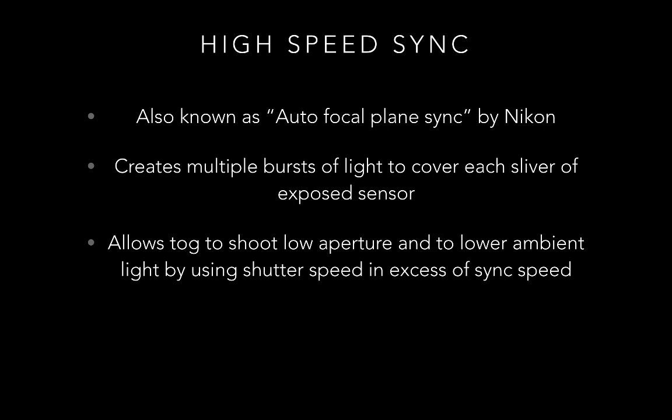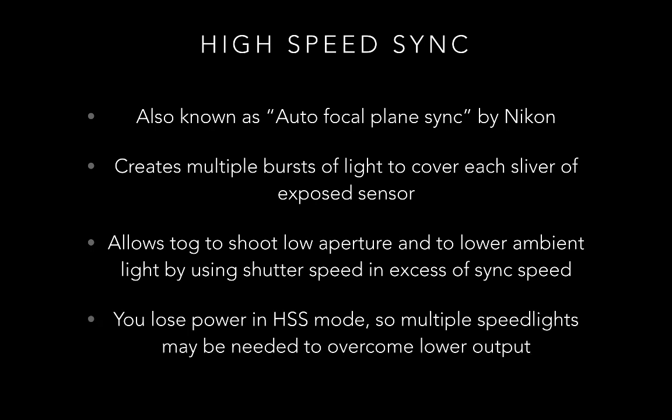This allows the photographer to shoot at a low aperture and to lower ambient light by using a shutter speed in excess of sync speed. So if you want to shoot at 2.8 in noonday sun, you're going to have to be at 1/4000th of a second. Obviously, that's higher than your sync speed. So you use high-speed sync to do that.